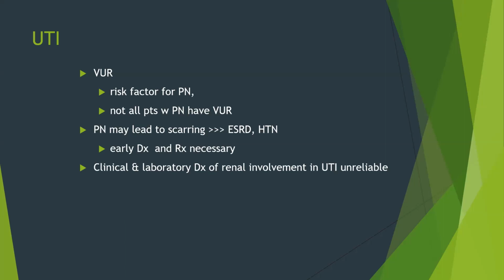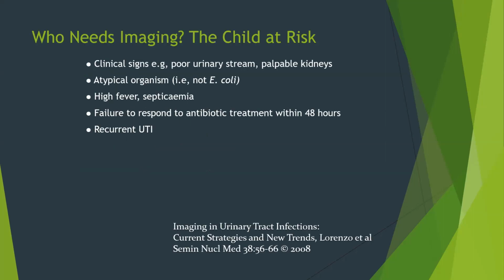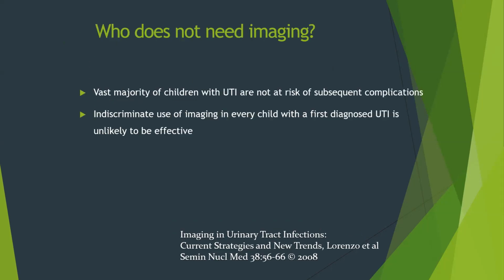Clinical and lab diagnosis of renal involvement in UTI is unreliable. So who needs imaging? Who is a child at risk? The child who will show clinical signs. I am talking about not only children, adults also, with clinical signs, for example, poor urinary stream or palpable kidneys, atypical organism, high fever, septicemia, or failure to respond to antibiotic treatment within the first 48 hours, or recurrent UTIs.